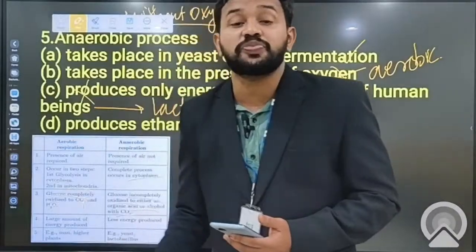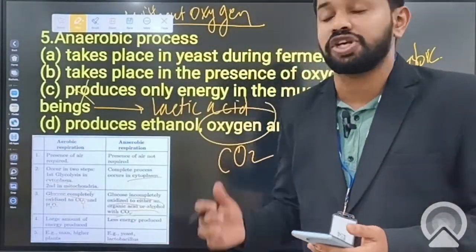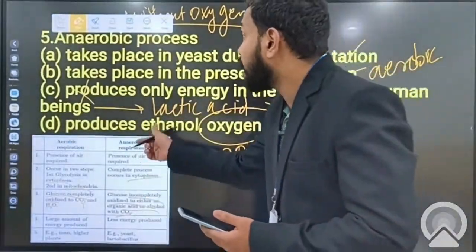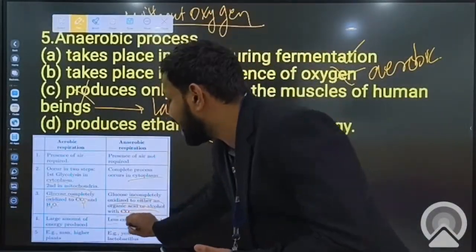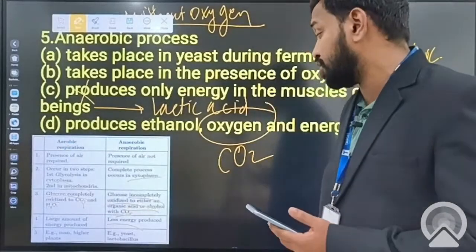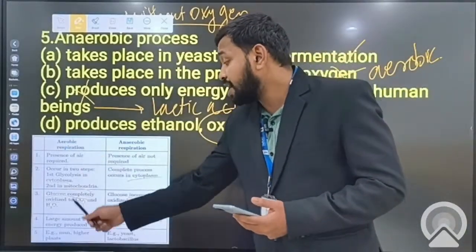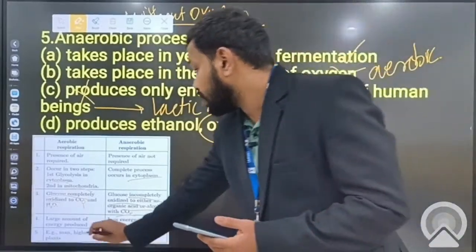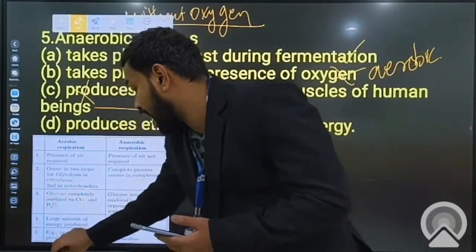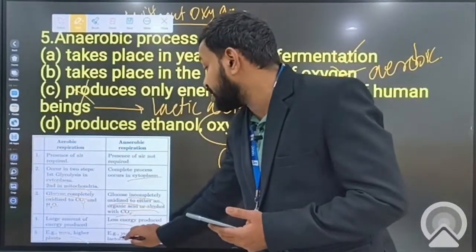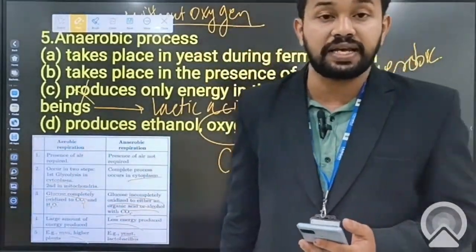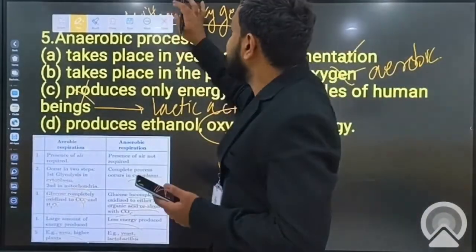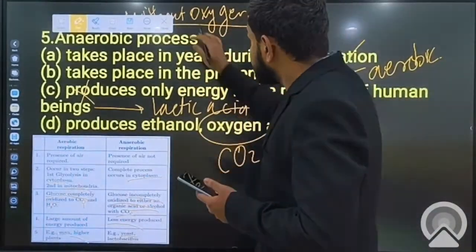In aerobic respiration, a large amount of energy is formed. What about anaerobic respiration? A very small amount of energy is formed. And the examples: aerobic respiration is seen in plants and higher organisms. Anaerobic respiration is seen in yeast and lactobacillus. Is it clear? Okay, then we will move on to the next question, that is the sixth question.